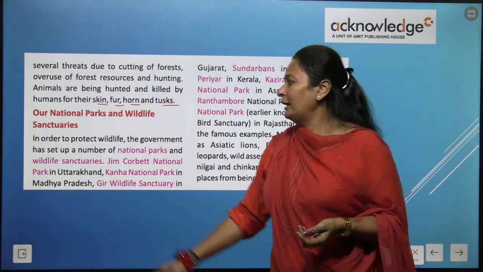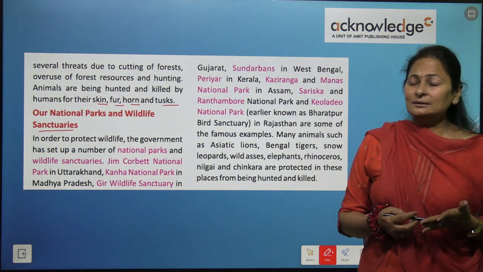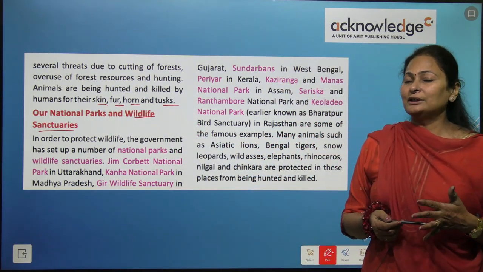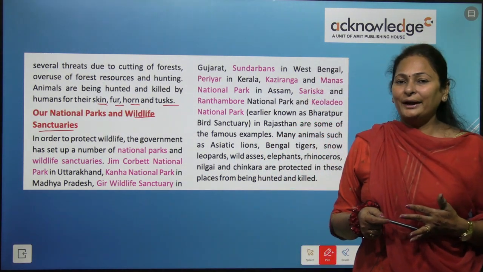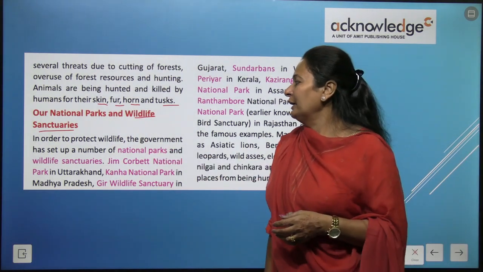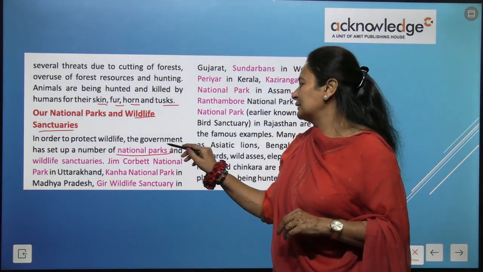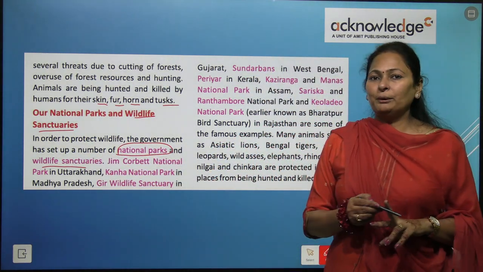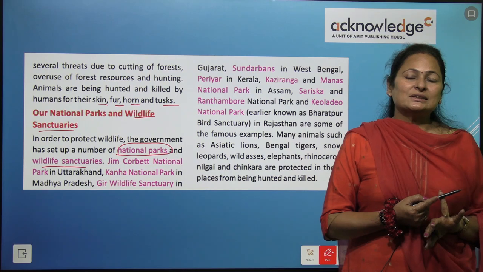Our national parks and wildlife sanctuaries. Now, the government has taken certain steps to save our wildlife, right? So they have established wildlife sanctuaries and national parks to protect the animals. In order to protect wildlife, the government has set up a number of national parks and wildlife sanctuaries. Now you need to remember the names of the national parks, and also where they are located, in which state they are located.